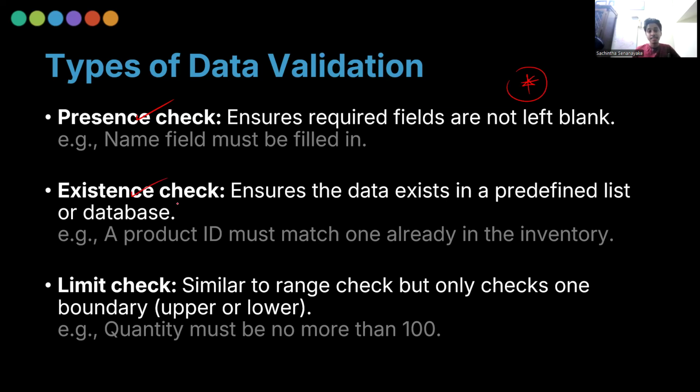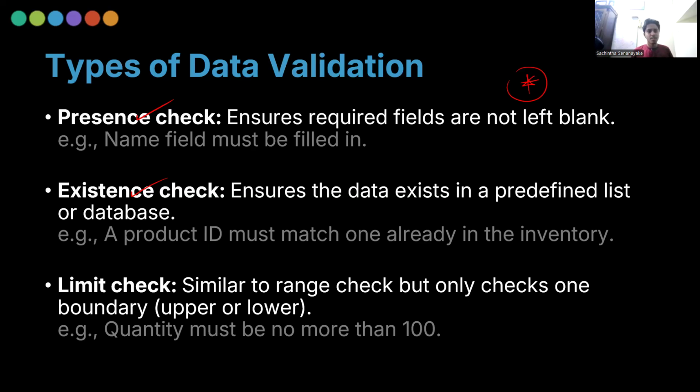Existence check ensures the data exists in a predefined list or database. For example, the product ID must match one already in the database or already in the inventory. Now, a very good example of this is when you get drop-down lists when you fill forms.